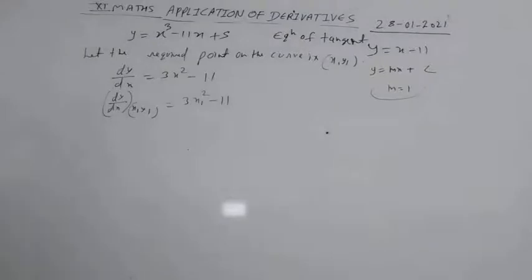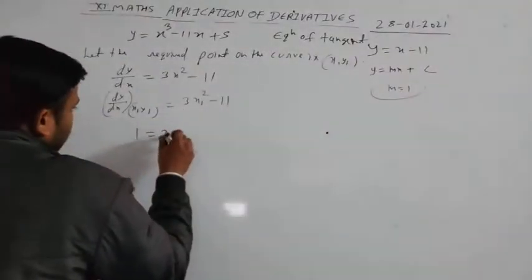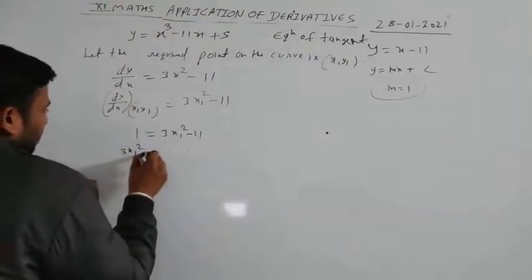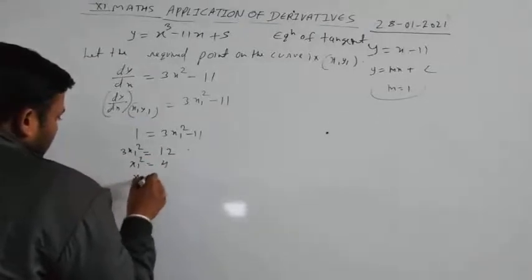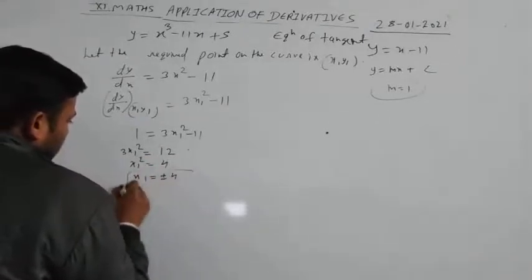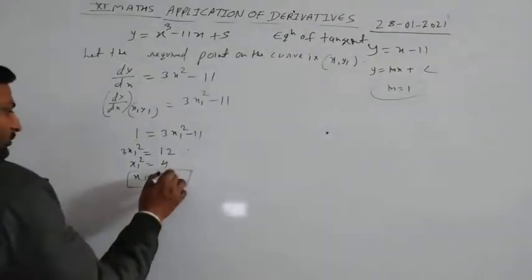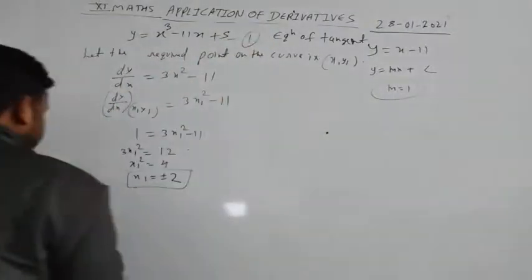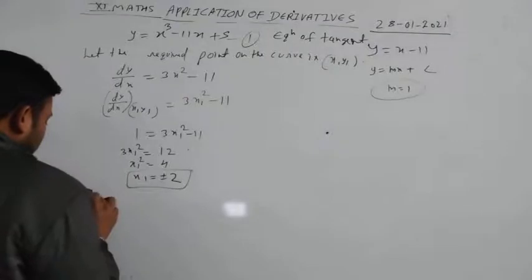So student, we are saying that our slope of tangent is 1, so we can write 3x1 square minus 11. So 3x1 square is equal to 12, x1 square is 4, so x1 is plus minus 2. Now we are seeing that this is equation first.